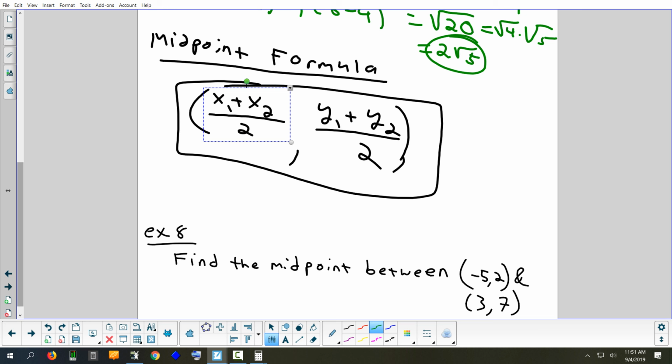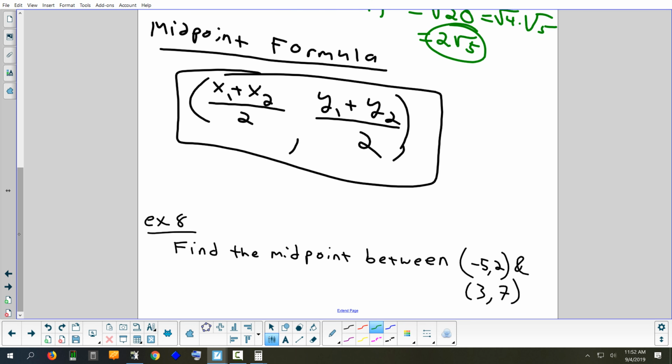Anyone remember what that's called? Add up 2 numbers and divide by 2? The average, or the mean. So the midpoint formula basically just says average the x's and then average the y's. And that's it. That's how you find what's in the middle.